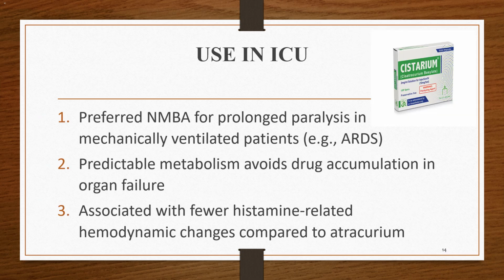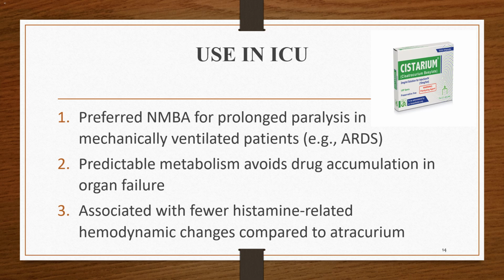Use of Cisatracurium in ICU. 1. Preferred NMBA for prolonged paralysis in mechanically ventilated patients, e.g., ARDS. Cisatracurium is often chosen for long-term muscle relaxation in ICU patients on ventilators, like those with acute respiratory distress syndrome.